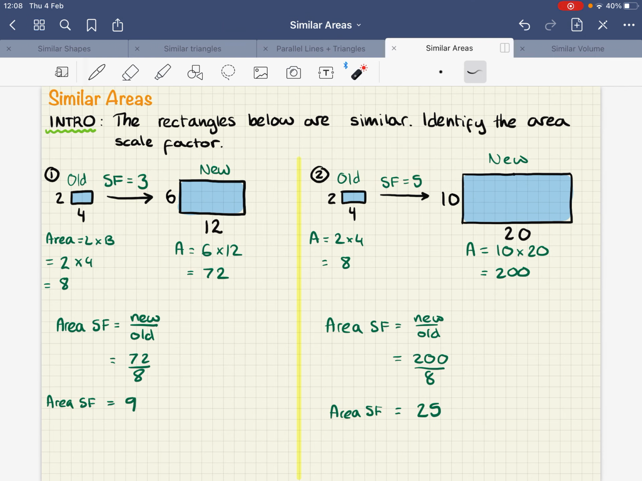And that's what I'm going to do for these questions. I'm going to square my linear scale factor to get to my area scale factor. So that's an important thing to remember. Area scale factor equals your scale factor squared.